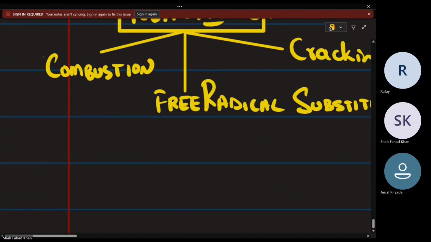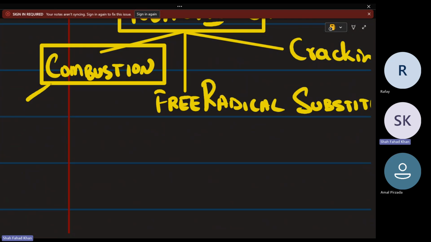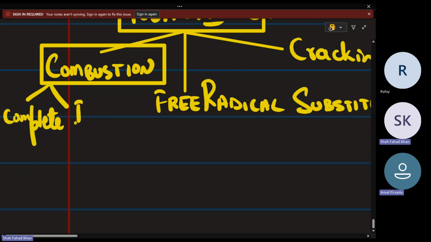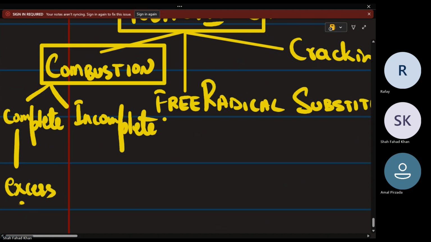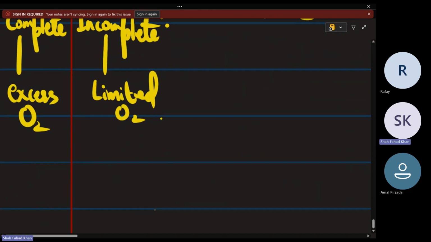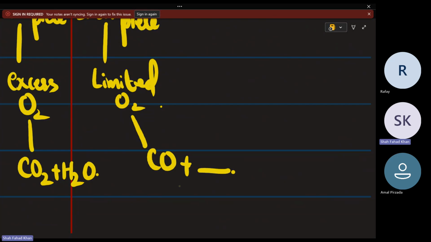Combustion is when something burns in excess supply of oxygen. Combustion also has 2 types: complete combustion and incomplete combustion. Complete is when there is burning in excess oxygen. Incomplete is when there is burning in limited oxygen. When it burns in excess oxygen, you get only 2 products, carbon dioxide and water. But when you burn in limited oxygen, you get carbon monoxide and other products as well, which are not really important.